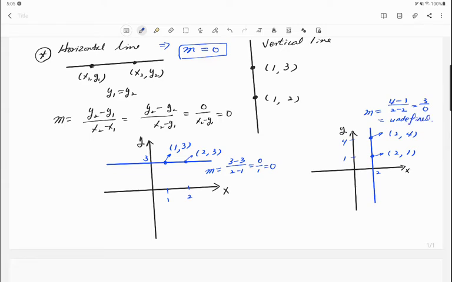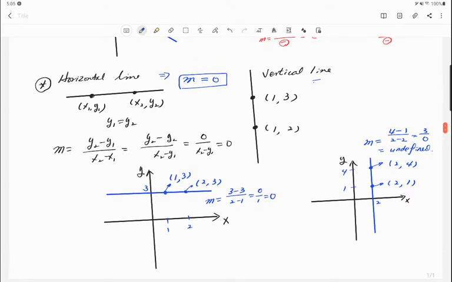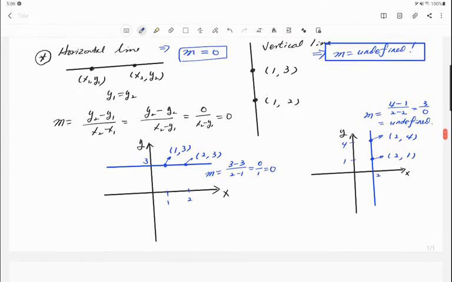Okay. So for the vertical line, the slope is always what? Undefined, because the denominator will become 0. Okay. This is really important. Don't get confused. All right, undefined. So the slope of the horizontal line is 0, vertical line is undefined.